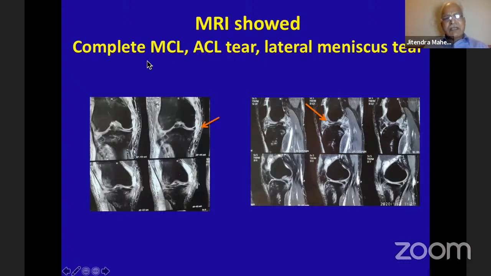And so there was MCL, which was also torn. ACL was torn as per the MRI report, and there was a lateral meniscus tear. So that was the complete picture of a lateral condyle fracture with an MCL injury, with an ACL tear, with a lateral meniscus injury. That's how this patient presented to the first surgeon.